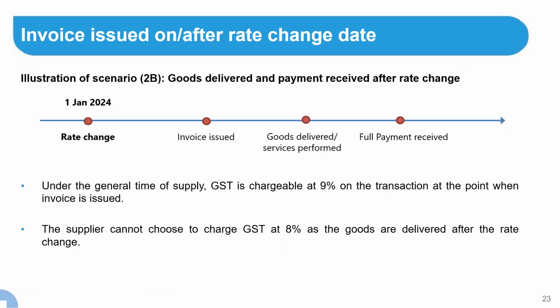In this second example, which illustrates scenario 2B, all the three events happen after the rate change date. According to the general rule, the time of supply for the transaction is triggered after the rate change date, hence GST shall be charged at 9%. In this case, the supplier cannot choose to charge GST at 8%.